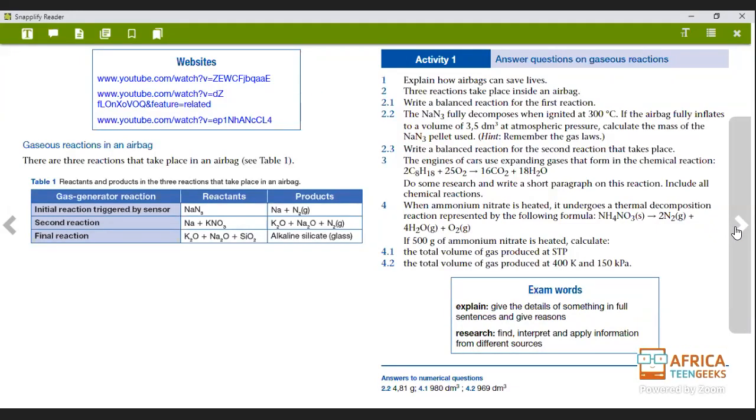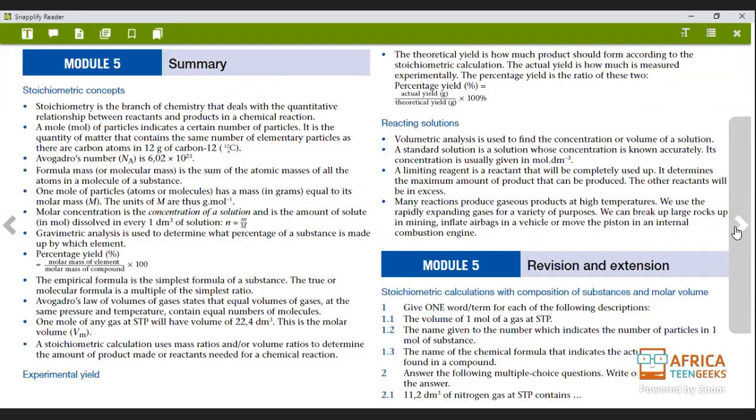If you remember properly, we started this chapter very early last week, and we were doing stoichiometric concepts. Number one, stoichiometry is a branch of chemistry that deals with the quantitative relationship between reactants and products. What does this mean? It means that if you've got A plus B, which gives you C and D, here in stoichiometry we want to know the quantity: how much of A, how much of B, how much of C, and how much of D. So we want to know how much of your reactants you're using and how much they gave you at the end. That's stoichiometry.